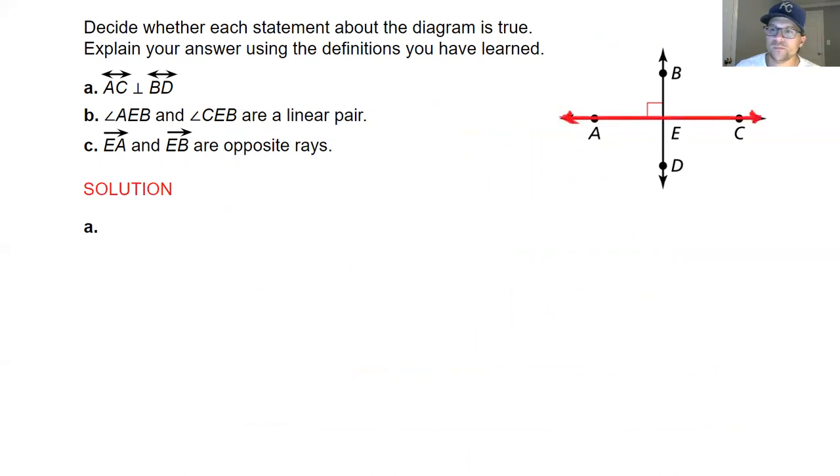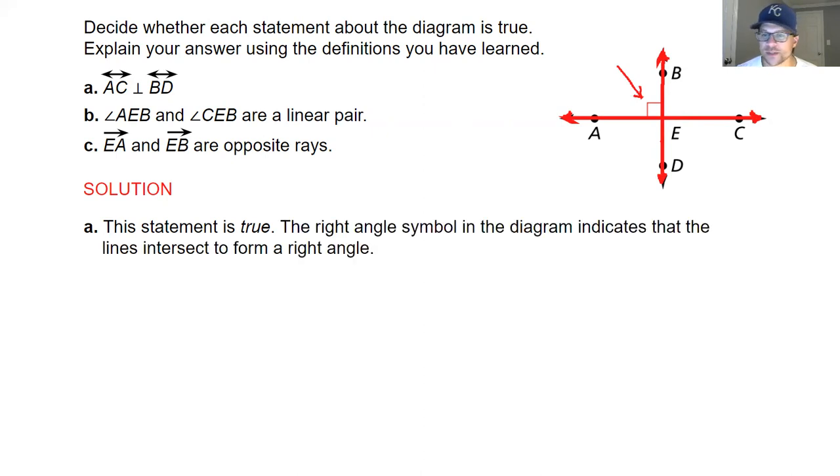Well, we do know that line AC is the horizontal line going through line BD, again, intersecting at the point E. And notice that right angle is being formed between the two lines. Well, we know based on the definition of perpendicular lines that they form a 90-degree angle, that this statement is true. So since the right angle symbol in the diagram tells you that, it's going to form a right angle.